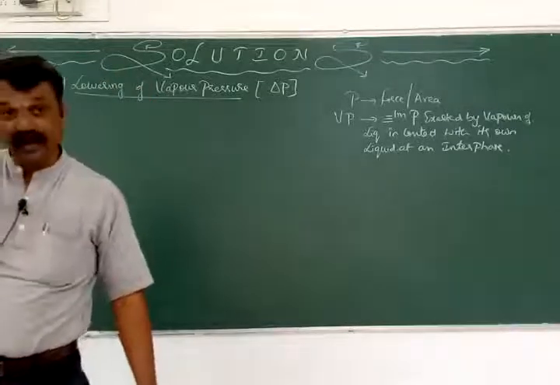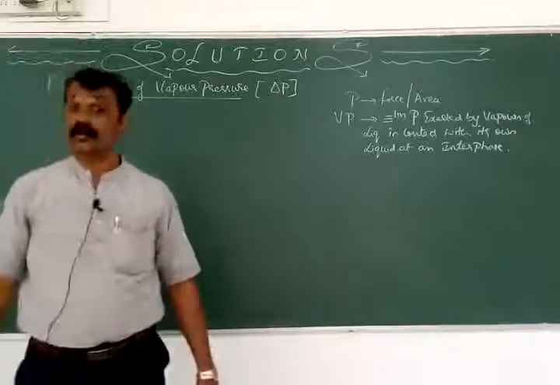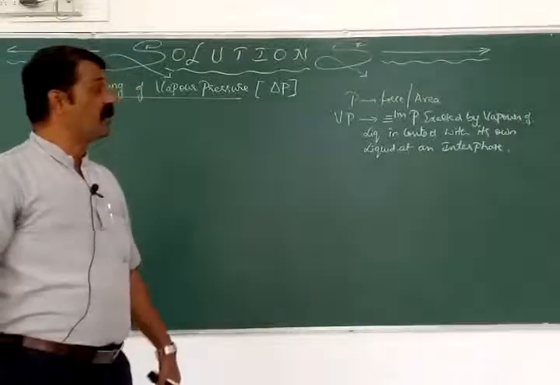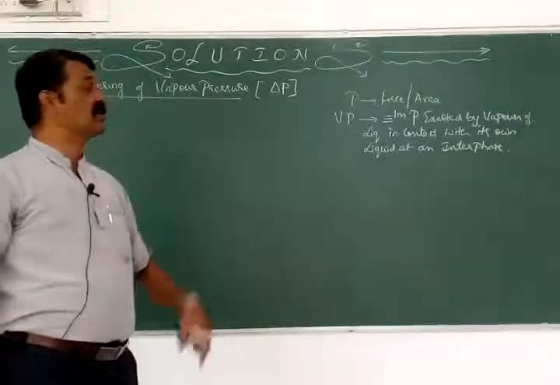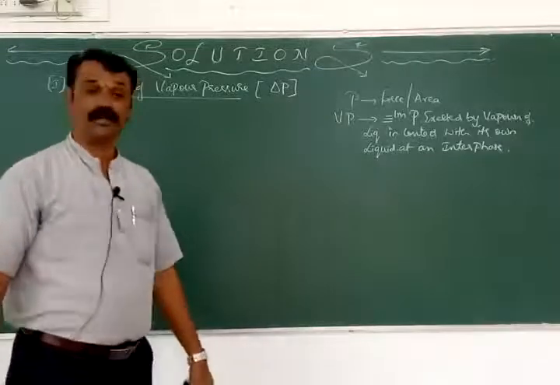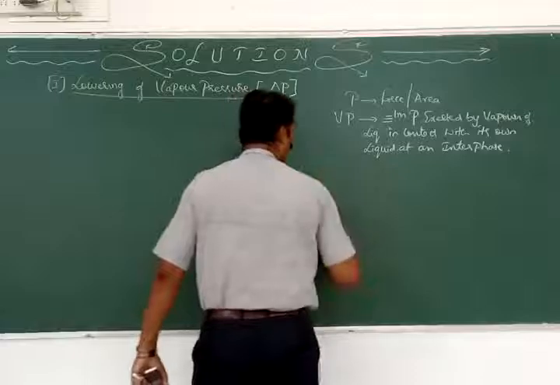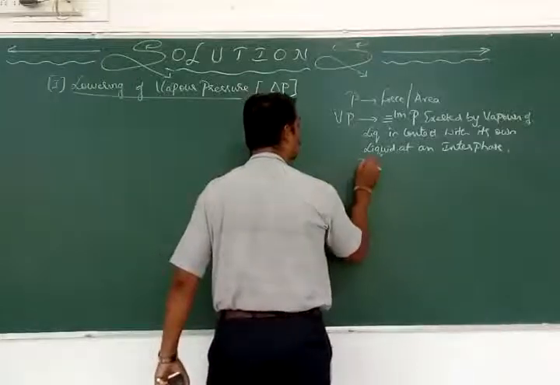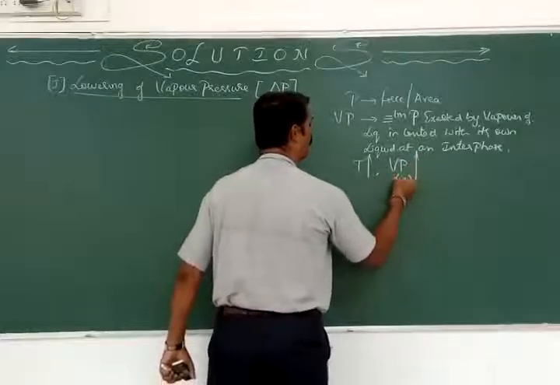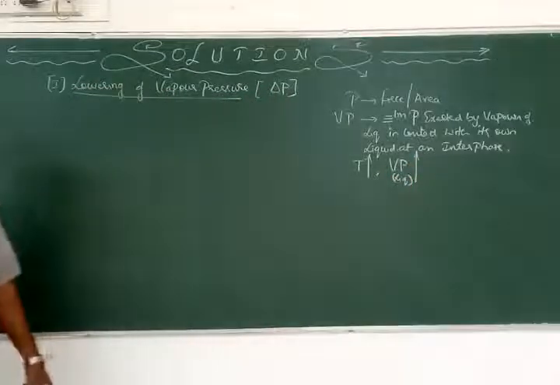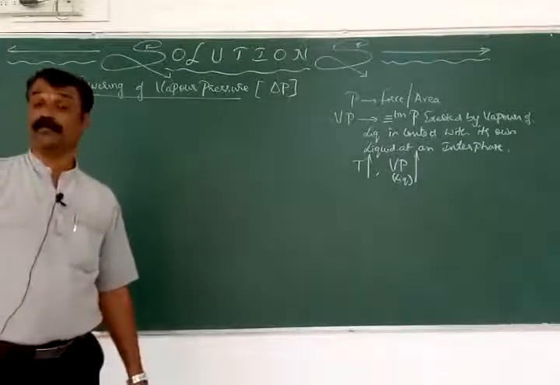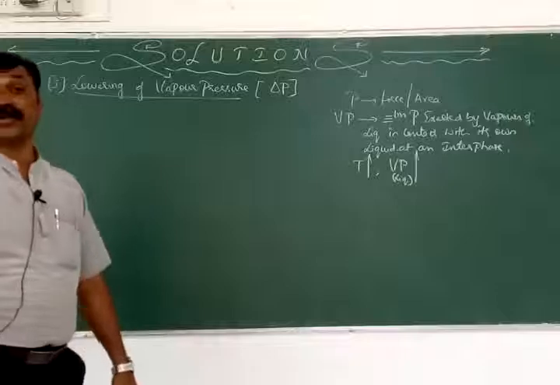So there we expect one equilibrium pressure, and that equilibrium pressure is called what? Vapor pressure. We have already mentioned that it is the equilibrium pressure exerted by the vapors in contact with its own liquid at its what phase? Interphase. So now we know that an increase in temperature increases the vapor pressure of the liquid. Usually an increase in temperature increases the vapor pressure of the liquid, and a decrease in temperature decreases the vapor pressure of the liquid.